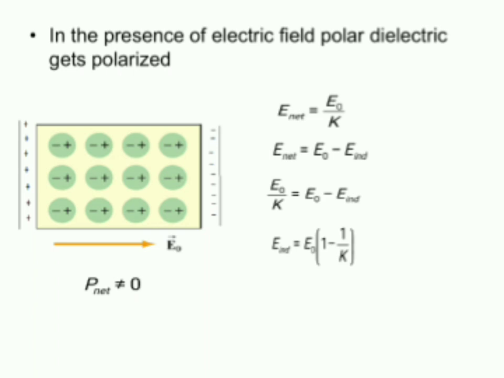So there is no difference in the behavior of a polar and a non-polar dielectric in the presence of an external field. Both of them will induce an electric field in the direction opposite to the external field, and the induced field is E naught into 1 minus 1 by K.